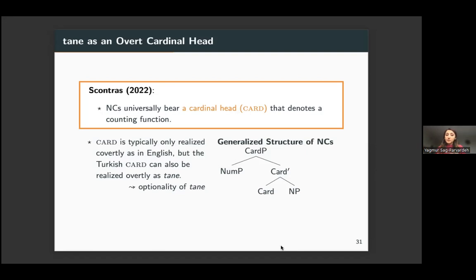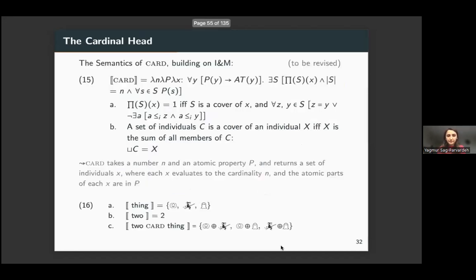What I'm adding to this claim is that, in fact, Turkish has an overt version of this head as well. In Turkish, we have both a covert form and an overt form of this cardinal head, and the overt form is tane. Now let me tell you what this cardinal head does semantically. Ignore all the formalizations here, please, but look at 16.